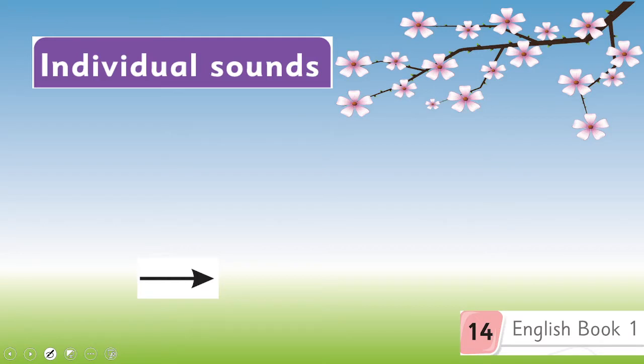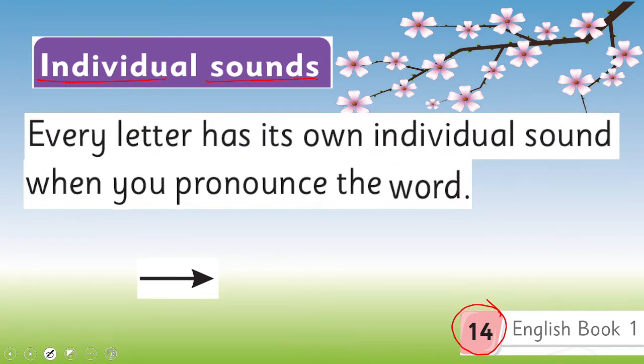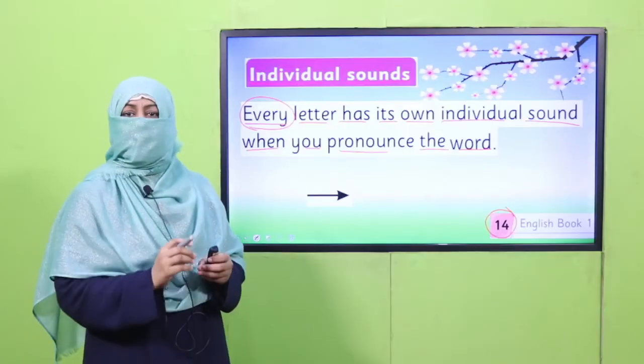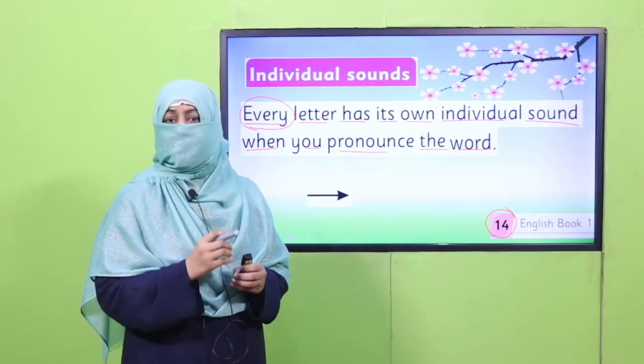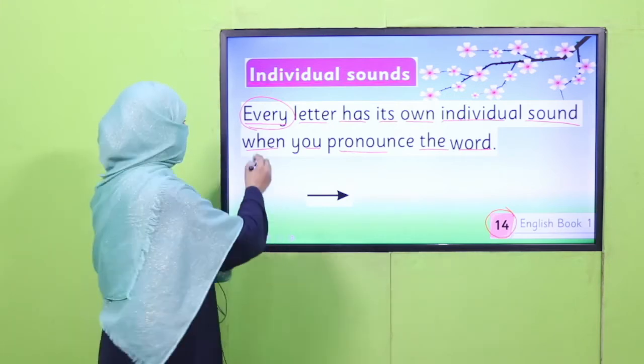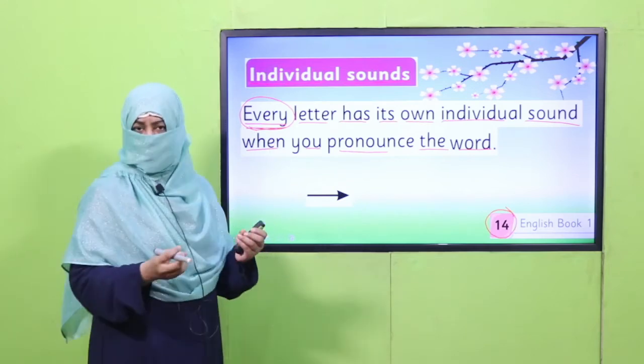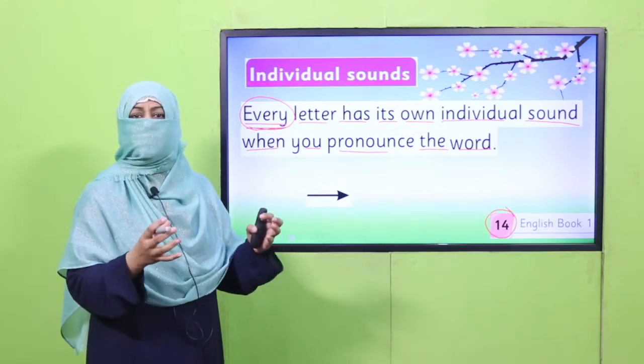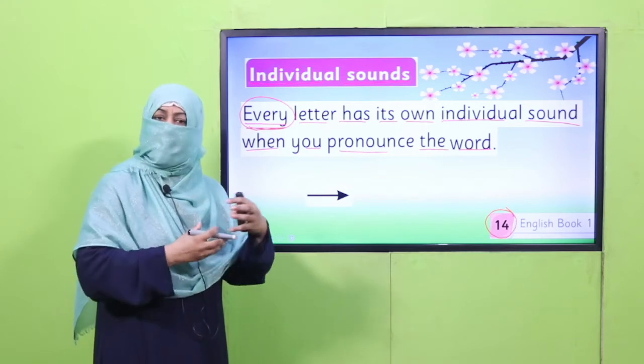All right, here we come to the book. Open your book on page number 14. It is individual sounds practice. Every letter has its own individual sound when you pronounce a word. My dear students, first we learned the sounds of the alphabet. Then we practiced the initial letter sound. Now we are practicing every letter. Every letter makes a sound, and we join those sounds together and make a word.